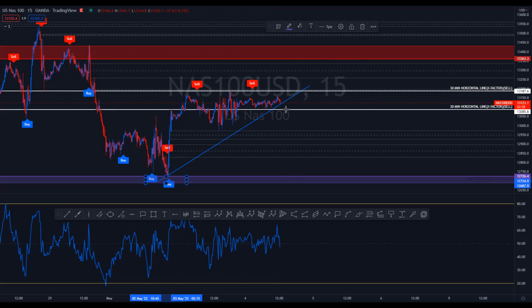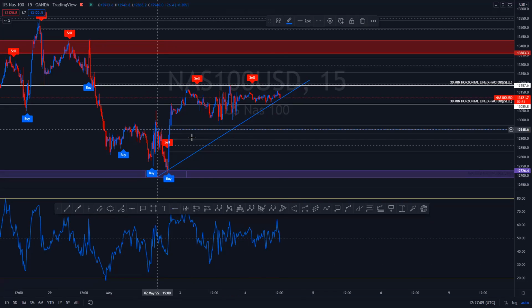So what I do is I use these imbalances as take profit zones. That's what I do. And so I'm going to wait to see which way price breaks out. That's going to determine whether I'm going to buy or sell NAS100. Now, this is another one here.